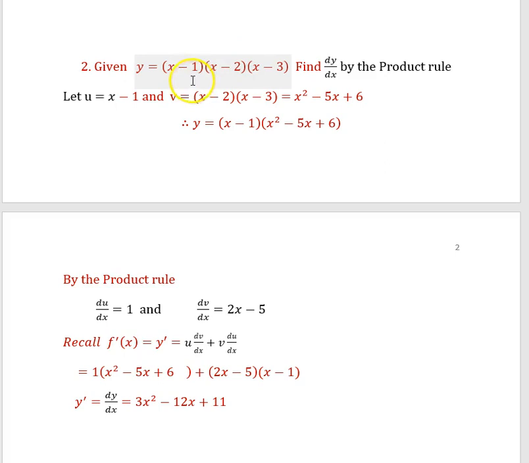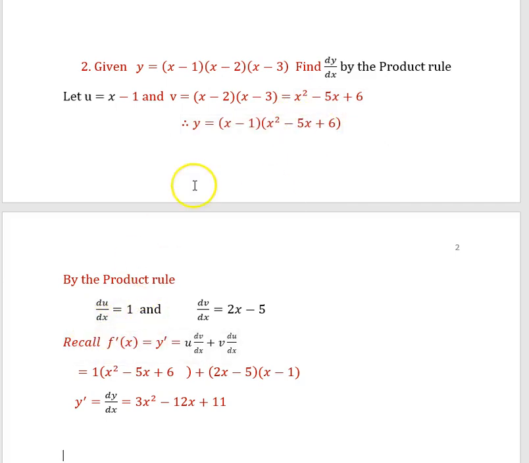So what I have done here is to say this is my u, which is x minus 1, and I take these last 2 brackets as my v. So I can open the bracket for this, and that gives me that. So now I have 2 brackets, and now I can apply the product rule. So this becomes my u, and then now becomes my v.